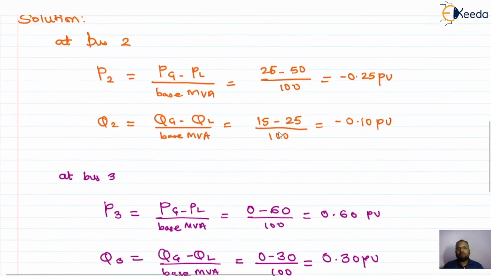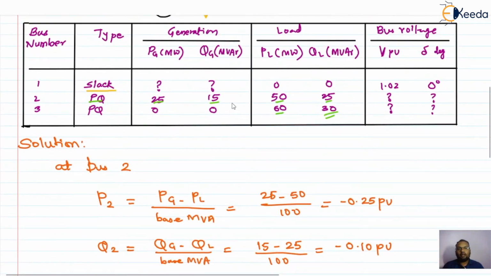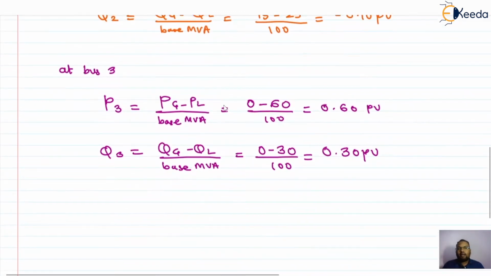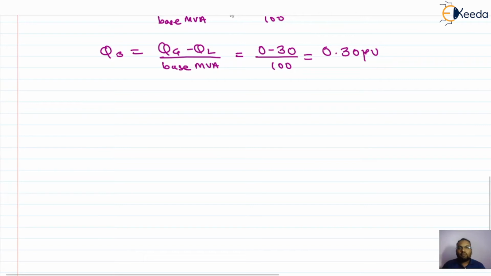So we have converted the real and reactive powers into per unit values. Now let us find out the Y bus for this power system.